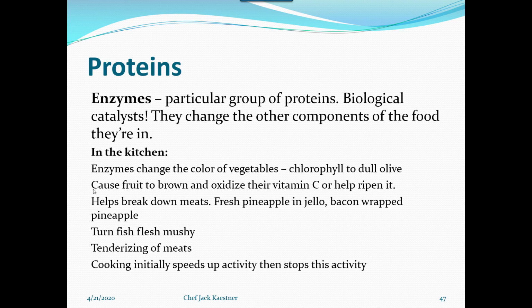So if you think of meat tenderizers, bacon wrapped pineapple: if you use fresh pineapple and wrap it with bacon, and cook it the next day, you'll see that the bacon is starting to break down and disintegrate. There's a compound in fresh pineapple that'll actually attack the proteins in the bacon. So that's why it's best to use canned pineapple, because once you heat the pineapple, it deactivates that enzyme.